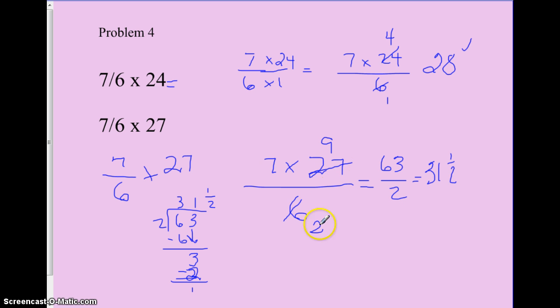So why do I want to do this? Why do I want to reduce this fraction? Well, I don't know about you, but I would rather do 7 times 9 divided by 2 than 7 times 27 divided by 6. Just saying. So that's why we do it, basically, to make everything easier. Our life is about making things simple and easy and just to chill out.